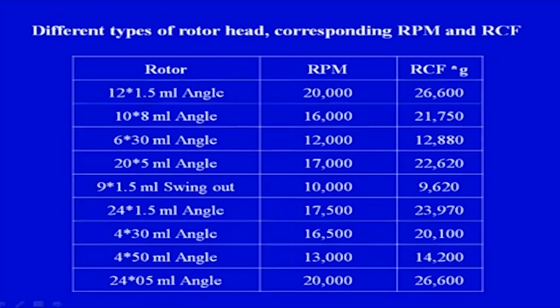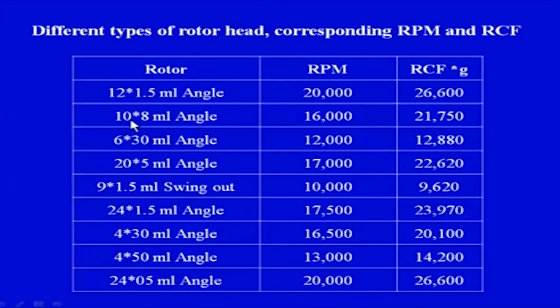There are different types of rotor heads corresponding to a particular RPM and RCF value. There are a whole lot of different types. We have listed some of them here on your screen. So, if you can see, one rotor could take 12 tubes or 12 containers, say 1.5 ml centrifuge tubes, in an angle rotor. It can go up to 20,000 RPM and the RCF value will be around 26,600 G.